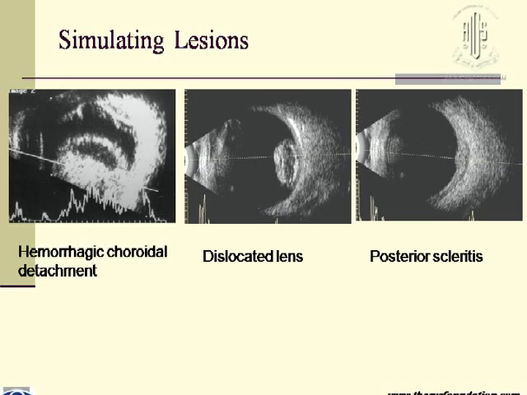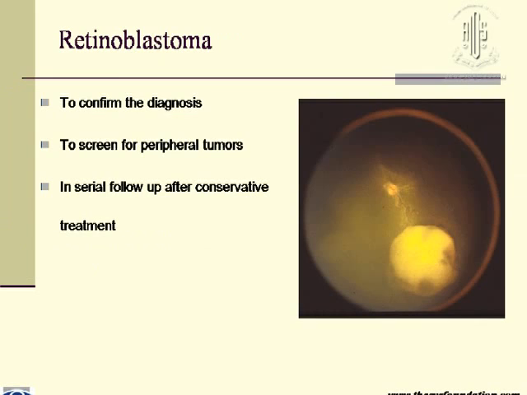Nodular type of posterior scleritis can again present with a mass lesion, but here the associated features of inflammation such as thickening of the sclera and widening of the tenon space help us to differentiate this entity. Ultrasound in general is very useful for the evaluation of opaque media in children, and it is especially useful in the evaluation of retinoblastoma, where it helps us to confirm the diagnosis. It helps us to look for small peripheral tumors which can be easily missed on clinical examination, and it is again useful for follow-up after the treatment.